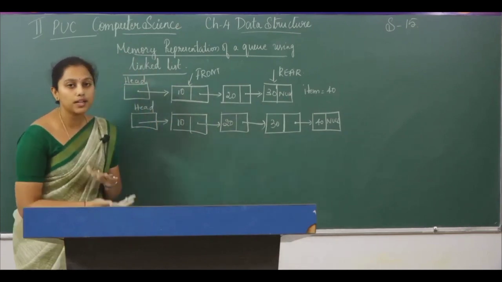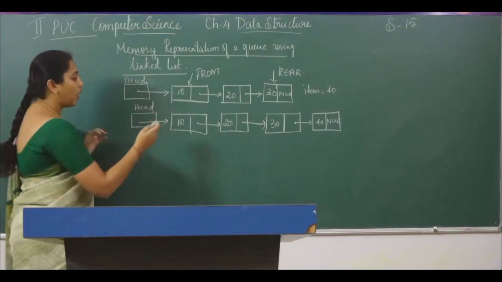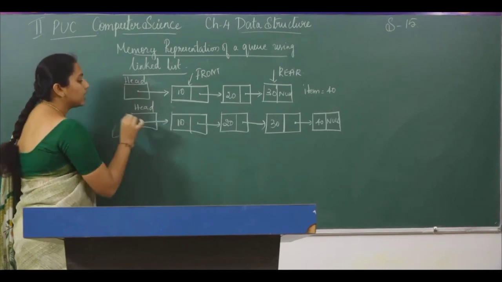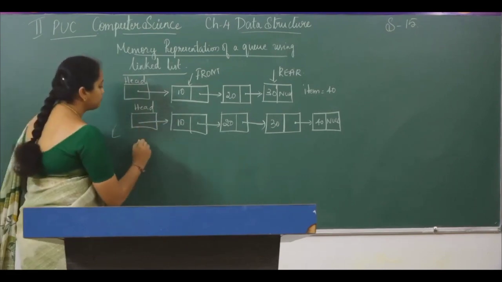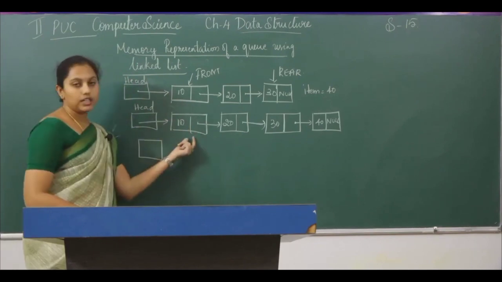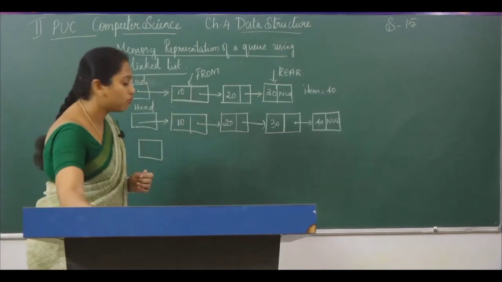If I want to remove an item from the queue, how do we remove it? Always an item should be removed at the front end of the queue, right? So I want to delete this item, that is 10, from the queue. For that, what do we have to do?